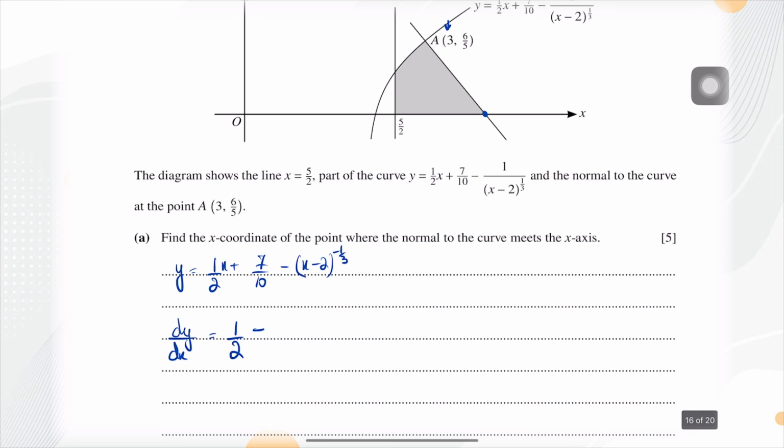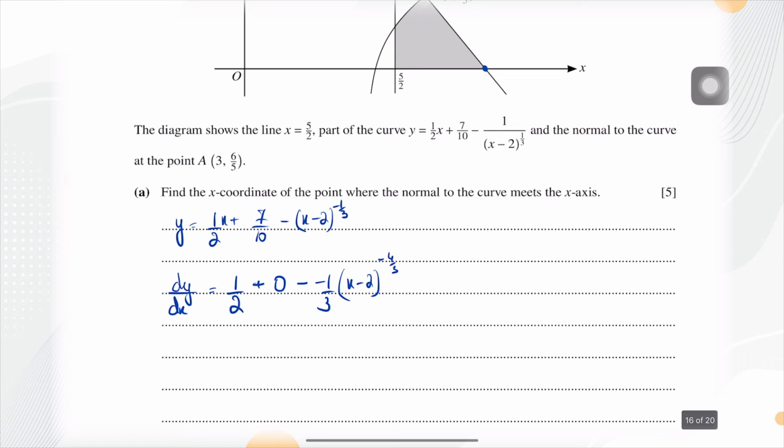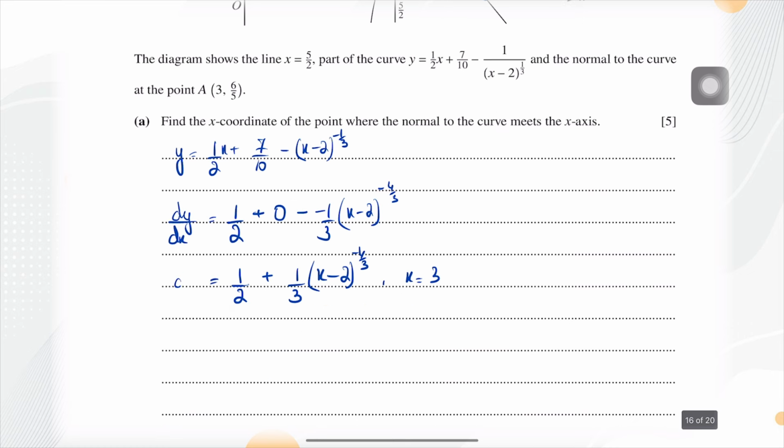Yep, negative reciprocal. So half plus 0 minus 1 upon 3 x minus 2 to the power minus 1 upon 3 minus 1. So that's minus 4 upon 3. Okay, 1 upon 3. Yeah. So there's no point in simplifying over here because at the end of the day, you have to plug in a value. So 1 upon 3 into x minus 2 to the power negative 4 upon 3. So plug in x equals to 3. Okay, so that's what I'm going to do now.